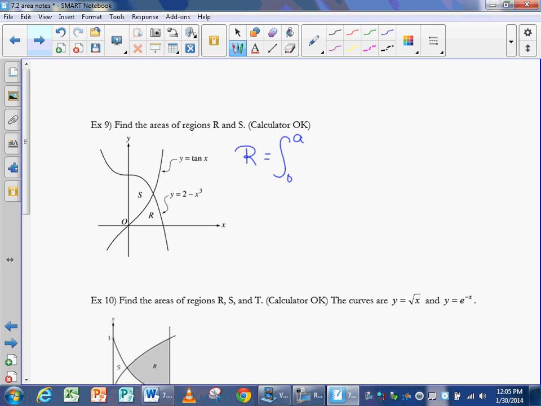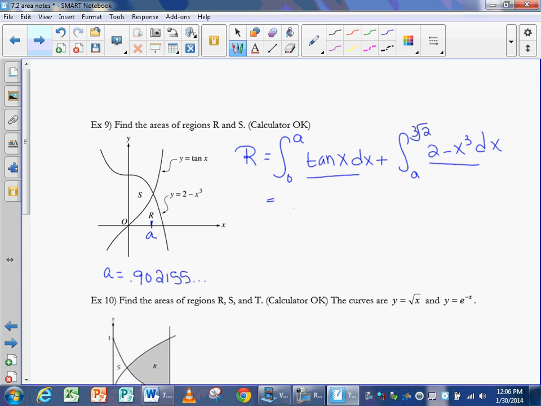So I want the integral of tan x dx plus the integral of 2 minus x cubed dx. And that's going to give me R. Now this a I put here is just going to be a value that I calculate, and I usually store it in my calculator. So I'm going to throw these two integrals into my calculator, and they're going to tell me 0.729 is the answer. There's the area of R.